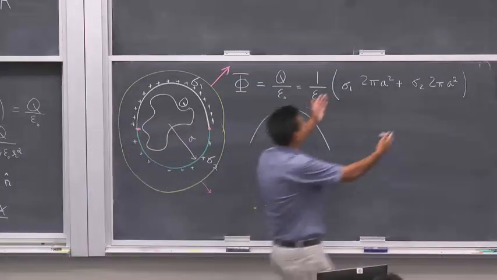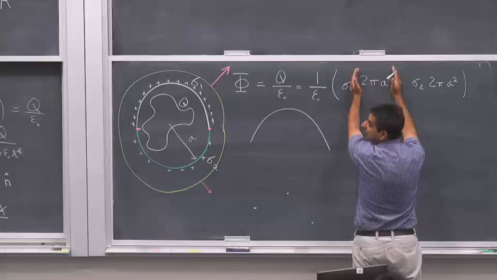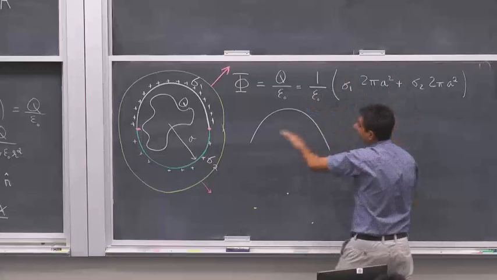Well, this is just the total charge density times the surface area. 4 pi r squared is the surface of the sphere. So I halve it because it's a hemisphere.